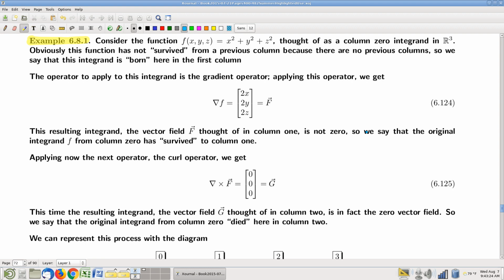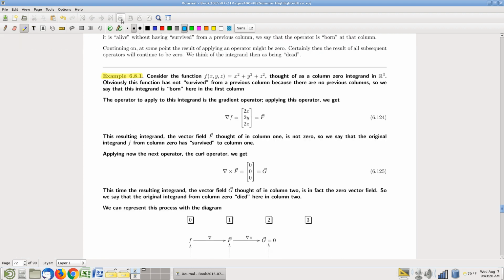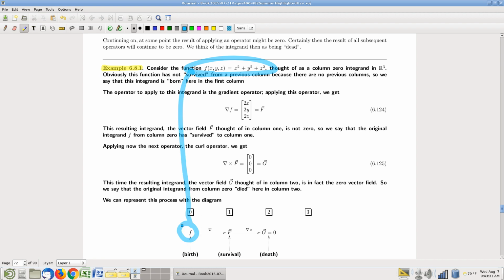Let's look at this function right here. That's a function that I want to think of as being in column 0, just because. My example, right? So that being in column 0, let's apply the gradient operator. That gives us a vector field there. You'll notice that it is still non-zero. So what we have is a survival. This blue function in column 0 has survived to become this purple vector field in column 1. Just for example.